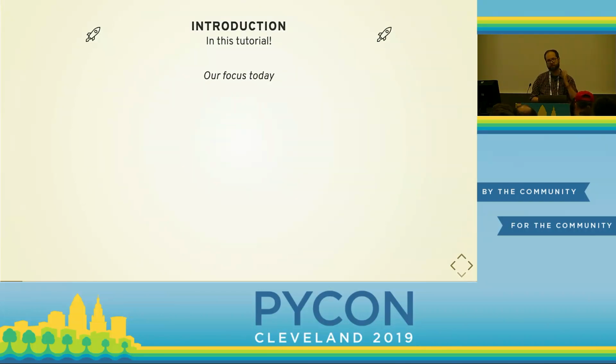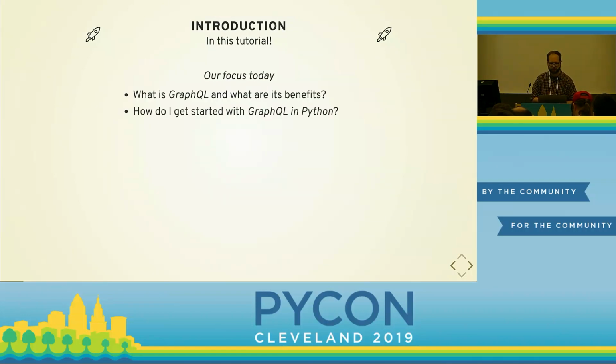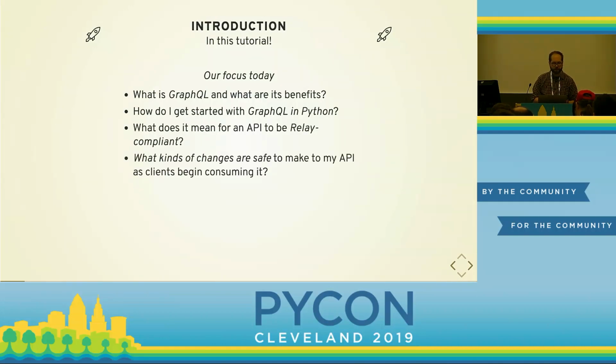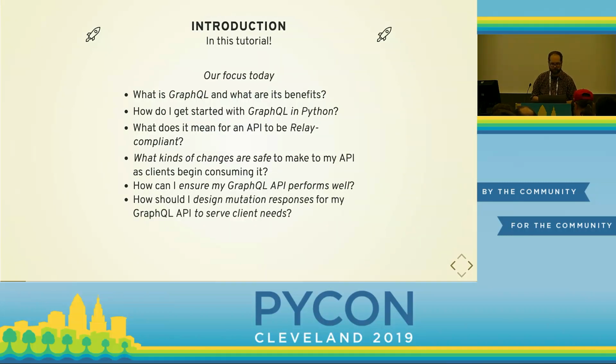Our focus today is going to be on answering questions like, what is GraphQL and what are its benefits? How do I get started with GraphQL and Python? What does it mean for an API to be Relay compliant? What kinds of changes are safe to make to my API as clients begin consuming it? How can I ensure my GraphQL API performs well? How should I design mutation responses for my GraphQL API to serve client needs? And why GraphQL? This is a lot of steps, so let's keep moving on.